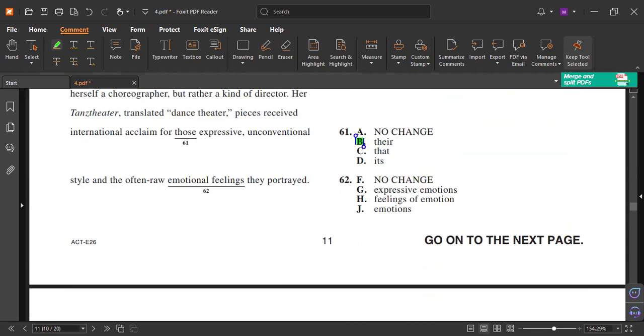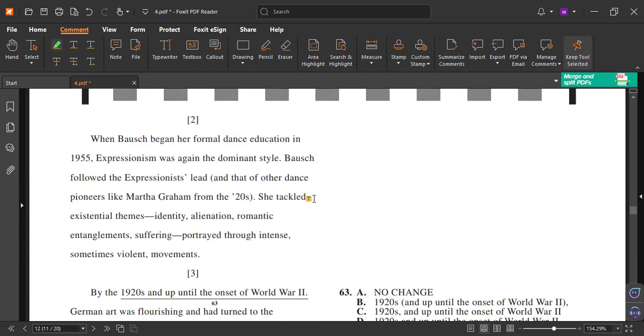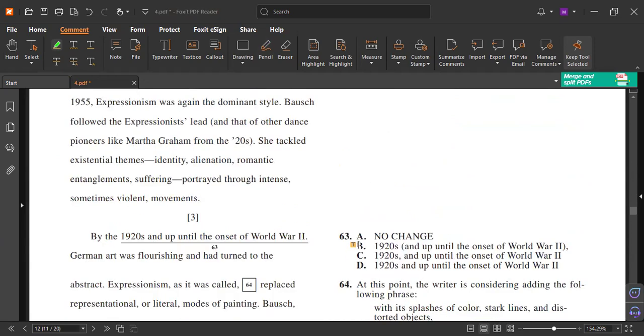62J. 62J, correct. 63B. 63B, correct. 64F.